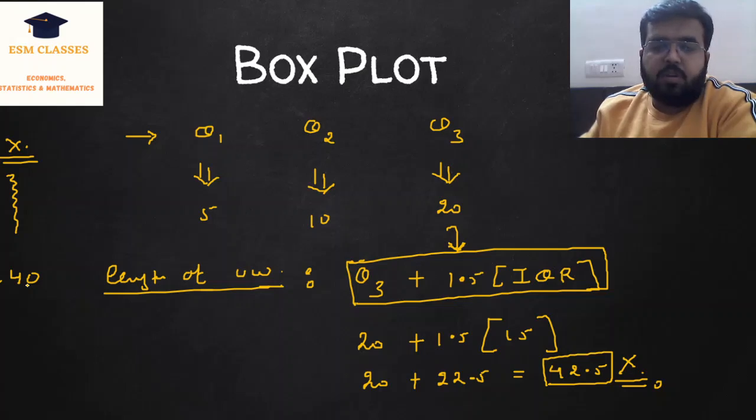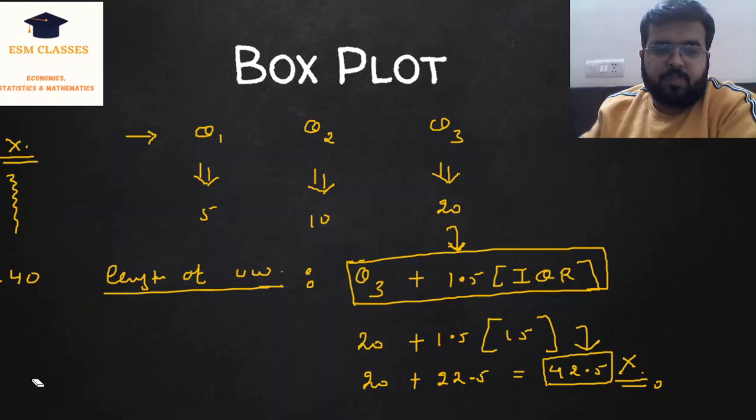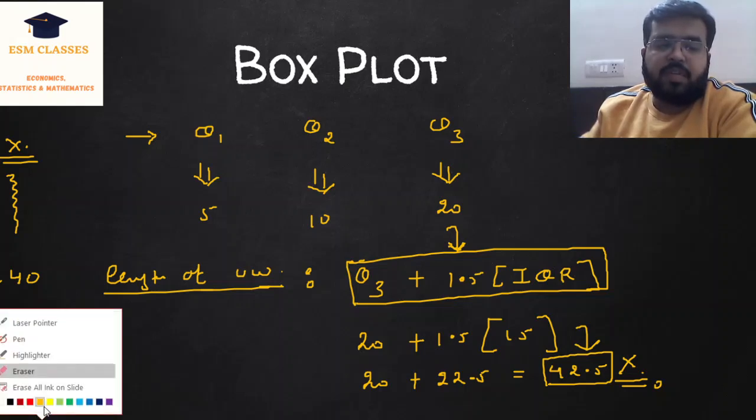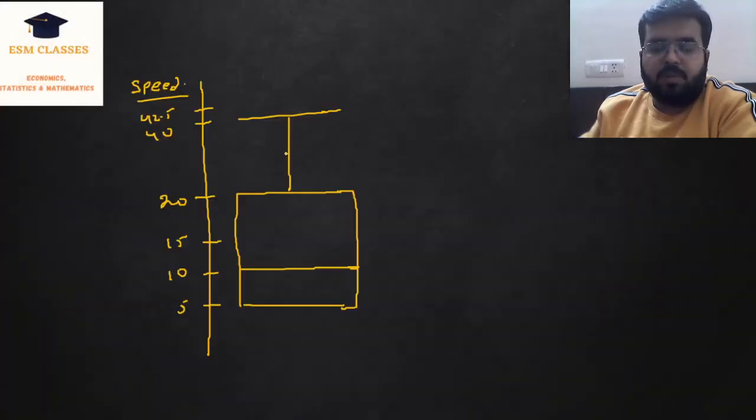So I have told you two points. If your data set is like this, let's say 42 and 45, in this case, since 42.5 lies in the range of the data set, we are making the whisker till 42.5. But if the uppermost observation of the data set is 40 and this value is 42.5, you need to make the upper whisker till 40. This is all about the upper whisker.